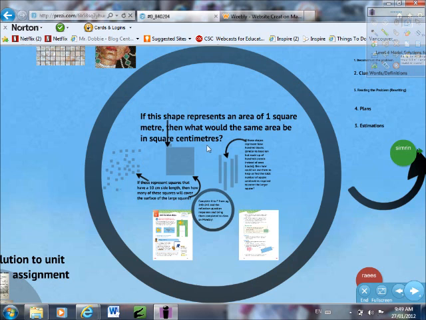That means that 1 centimeter square, a little centimeter square, will take up a small spot. It'll take up 1/10,000th of this entire meter grid, or meter square.